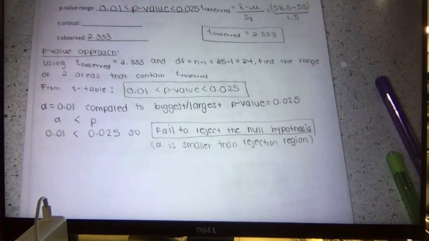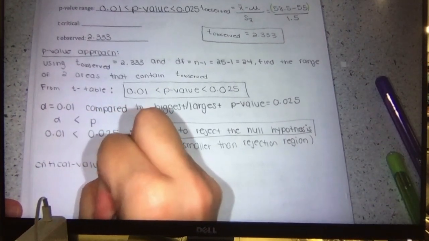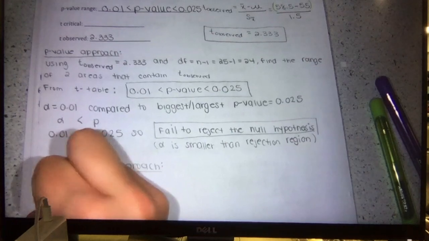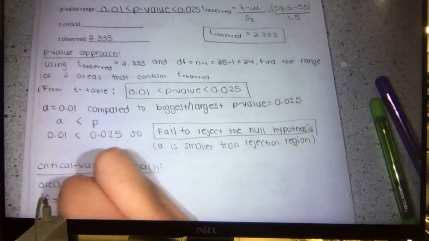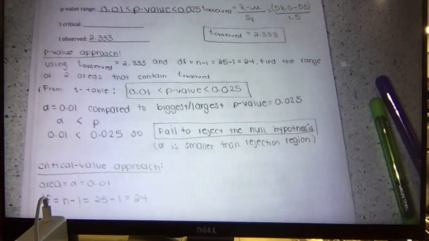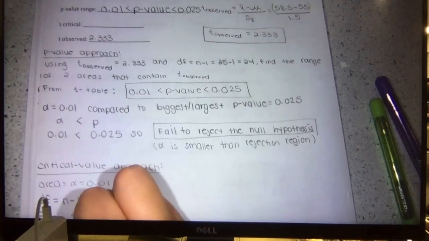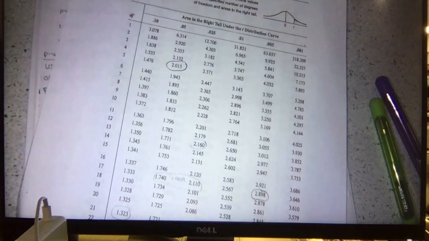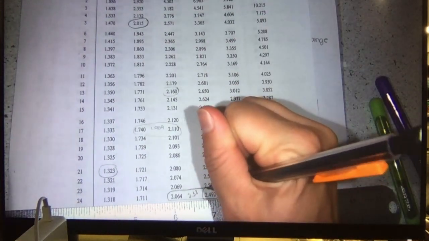Last step, finding our critical values. Our critical value approach. We know our area, which is our alpha, is 0.01. There's only one tail, so I don't have to divide by 2 or anything. Our degrees of freedom is n minus 1, which is 25 minus 1, which is 24. So from our t-table, our t-critical, in the 24 degrees of freedom column, looking at 0.01, is 2.492.